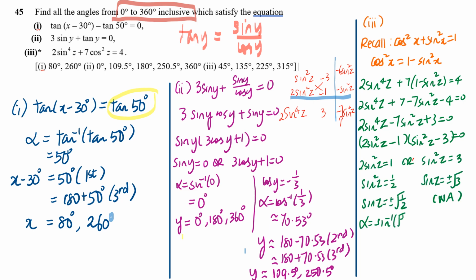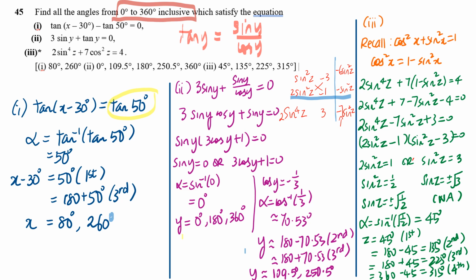All right, so you will have 2 sine square z equals 1. So sine square z equals half. So sine z can be plus minus square root half. So this plus minus will tell you that the answer can come from positive, which is first and second, and can also come from the negative, which is third and fourth. So in other words, your answer will comprise first, second, third, fourth.